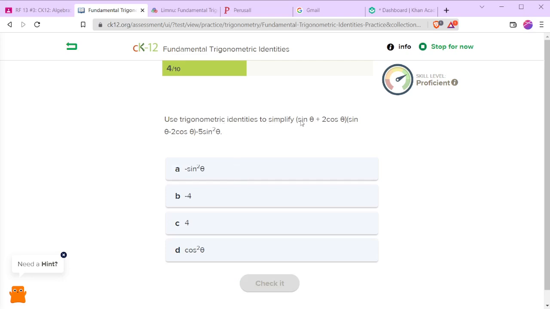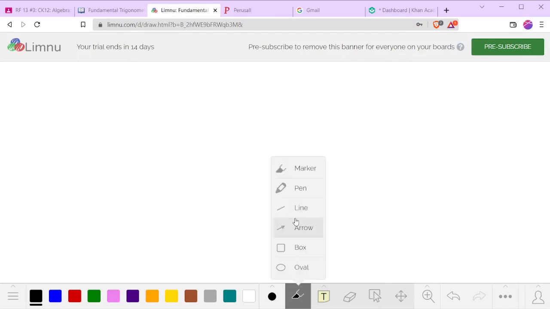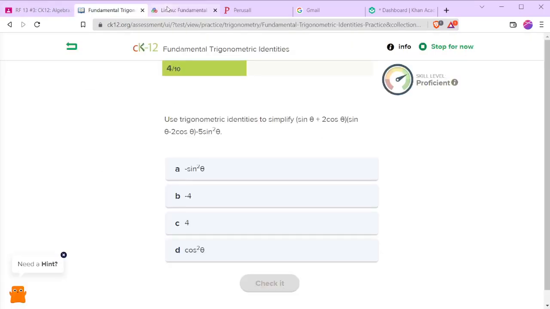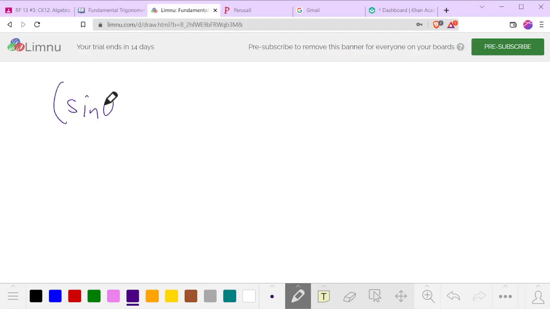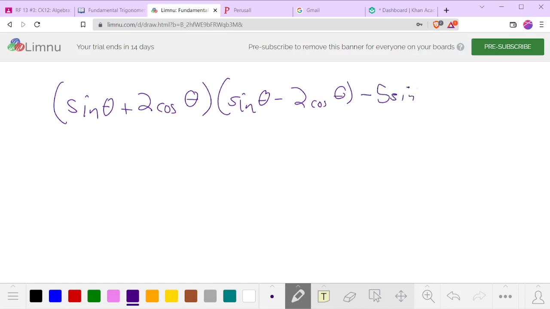Now, again, using trigonometric identities to simplify sine plus 2 cos. So let's move up. I think the pen on the fine tip is actually easier to read. So sine plus 2 cos. We are multiplying that by sine theta minus 2 cos. Minus 5 sine squared theta. So this is equal to a sine squared theta. We have a plus 2 sine theta cos theta minus 2 sine theta cos theta.